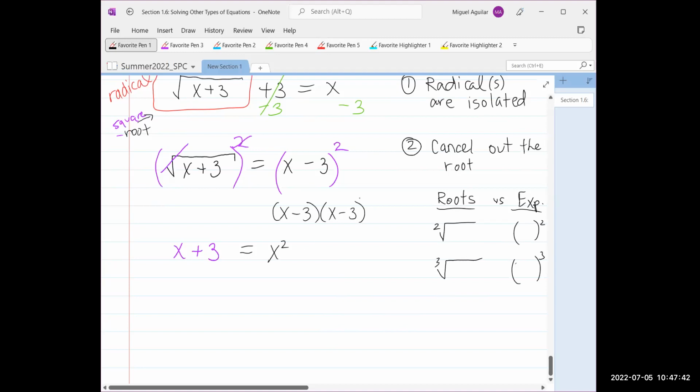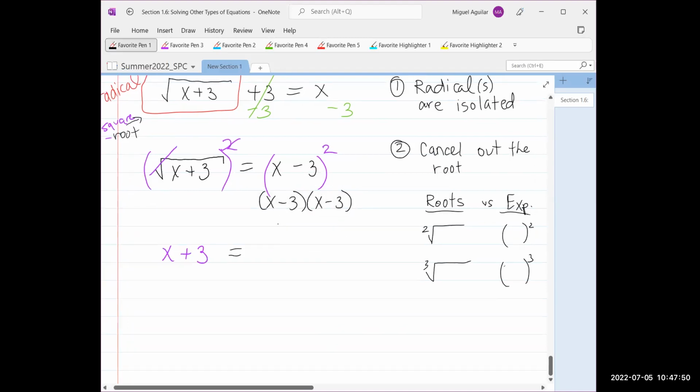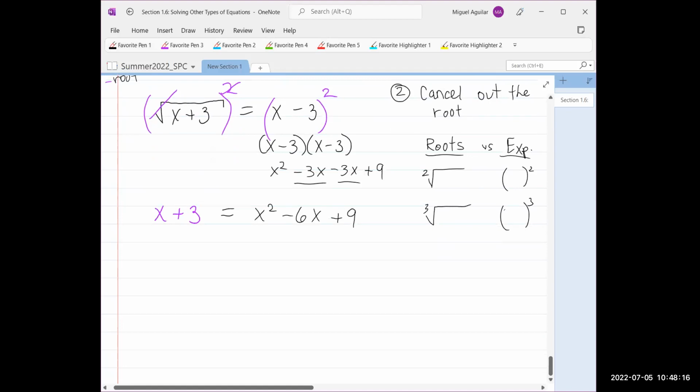And actually, let me give myself a little bit of grace, a little bit of room. I'm going to move this up just a tad. I'm going to multiply that out. I'm going to have x squared minus 3x minus another 3x plus 9. So what I get when I combine my terms there is x squared minus 6x. Be careful not to cancel those out because they don't have opposite signs. Plus 9. Okay. Is everybody okay with that?